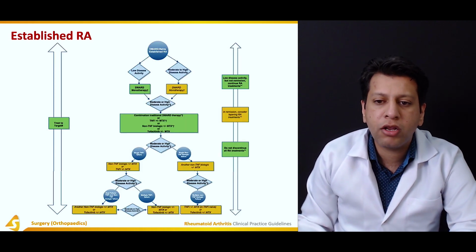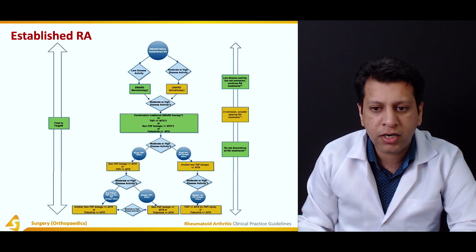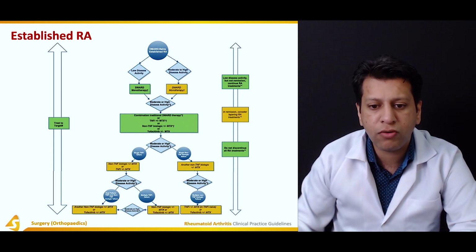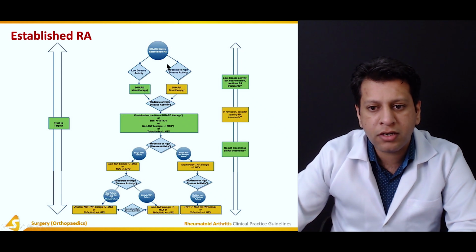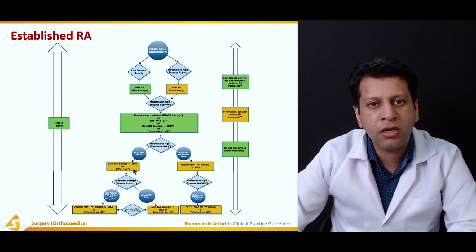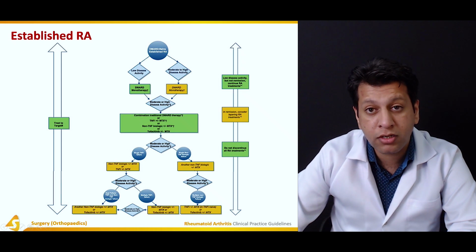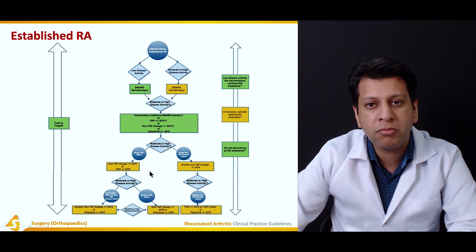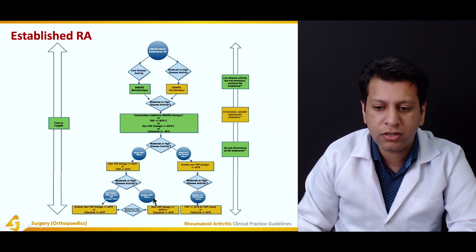So this is the algorithm for established rheumatoid arthritis, and if you see it over here, the only difference is that in low activity and moderate activity in an established case of rheumatoid arthritis, the first choice is DMARDs, then the TNF inhibitors, and then the glucocorticoids. But in case of moderate to high activity, the first choice is basically non-TNF biologics or TNF inhibitors, and then methotrexate and other DMARDs, and the third choice is glucocorticoids.